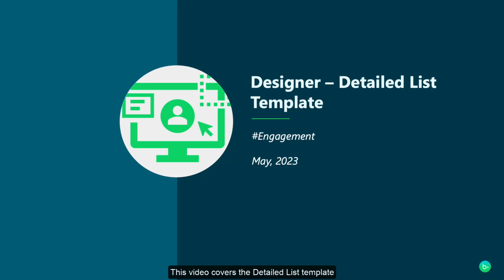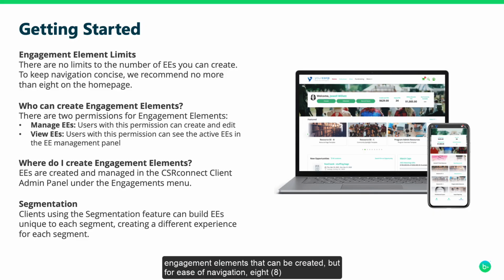This video covers the detailed list template of the Engagement Element Designer. It includes tips to get started, suggestions on how to choose an engagement element, an example of an inspiration EE, and then an example of the blank page builder and how the page builder was used to build the inspiration engagement element. There are no limits to the number of engagement elements that can be created, but for ease of navigation, 8 is ideal. Permissions are required to be able to create engagement elements.